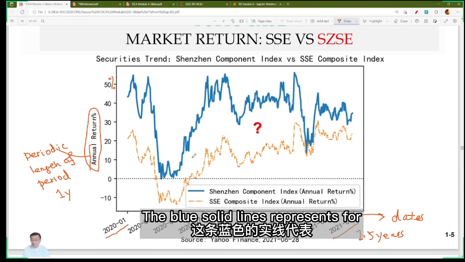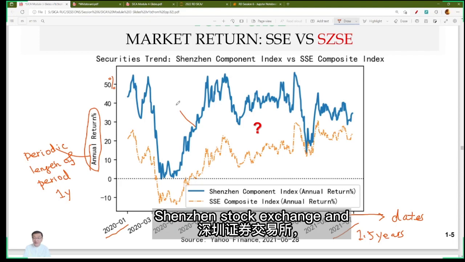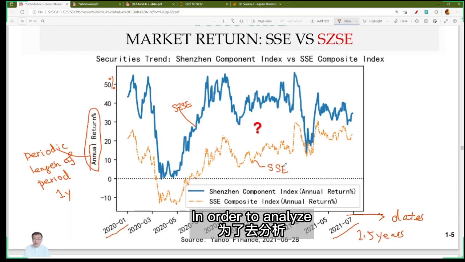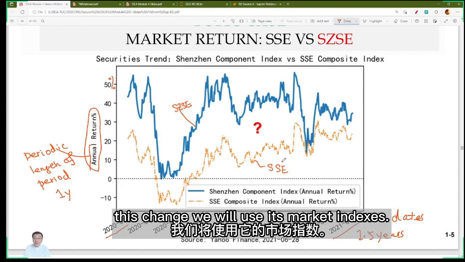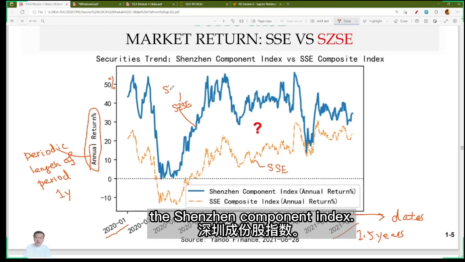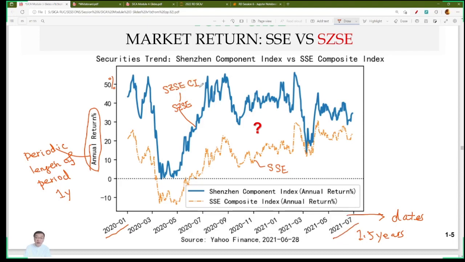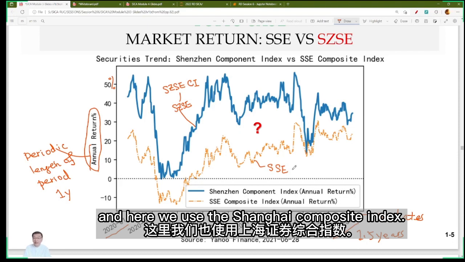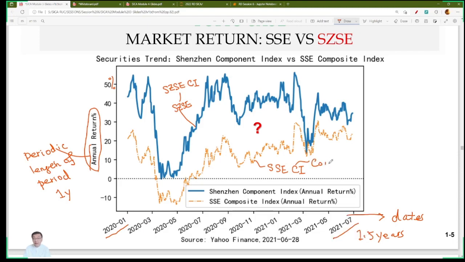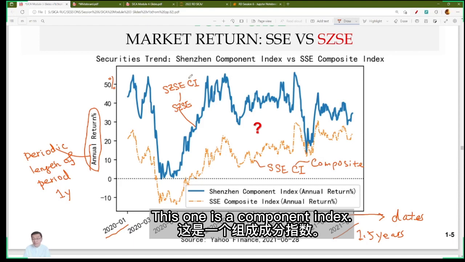The blue solid line represents Shenzhen Stock Exchange, and the orange dotted line stands for Shanghai Stock Exchange. In order to analyze the movement of a stock exchange, we will use its market indexes. Here we are using the Shenzhen Component Index. Remember, it's a component index. And here we use the Shanghai Composite Index. Remember, here is a composite index. This one is a component index.